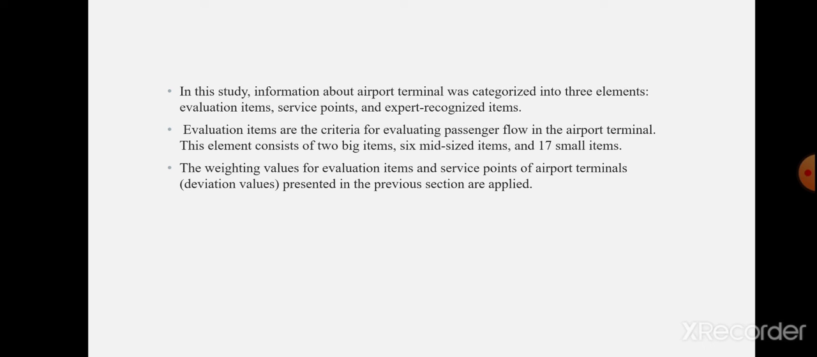In this study, information about airport terminals was categorized into three elements: evaluation items, service points, and expert recognized items. Evaluation items are criteria for evaluating passenger flow in airport terminals. This element consists of two big items, six mid-sized items, and 17 small items. The weighted values for evaluation items and served service points of airport terminals, deviation values presented in the previous sections, are applied.